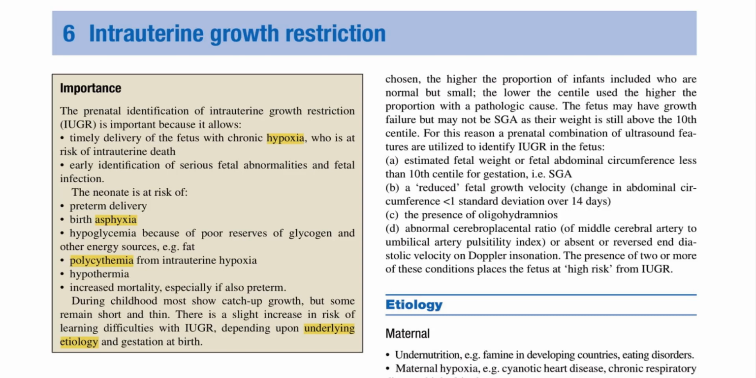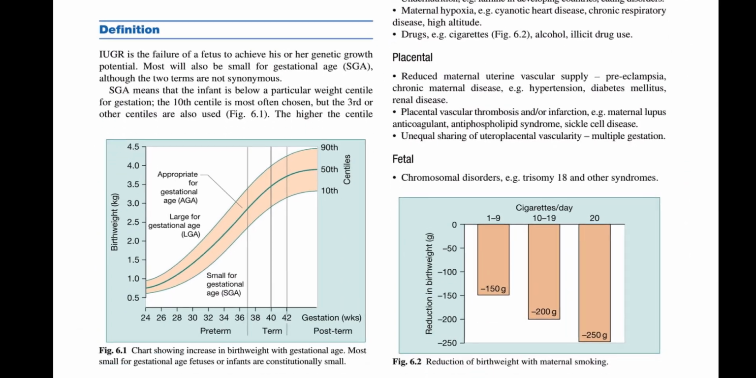The neonate is at risk of preterm delivery, birth asphyxia, hypoglycemia because of poor reserves of glycogen and other energy sources, for example fat, polycythemia from intrauterine hypoxia, hypothermia, increased mortality, especially if also preterm. During childhood, most show catch-up growth, but some remain short and thin. There is a slight increase in risk of learning difficulties with IUGR, depending upon underlying etiology and gestation at birth.